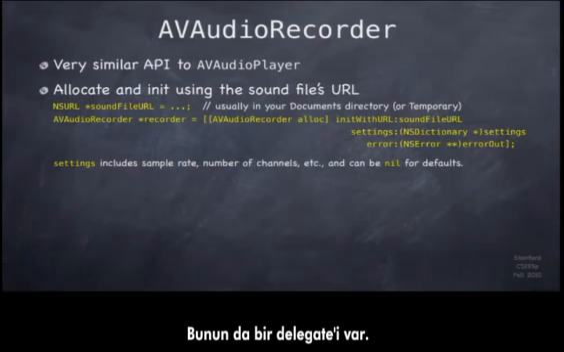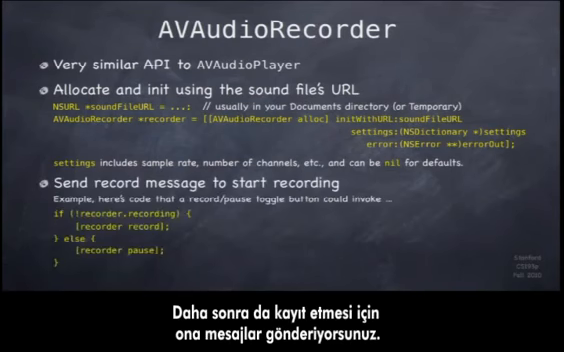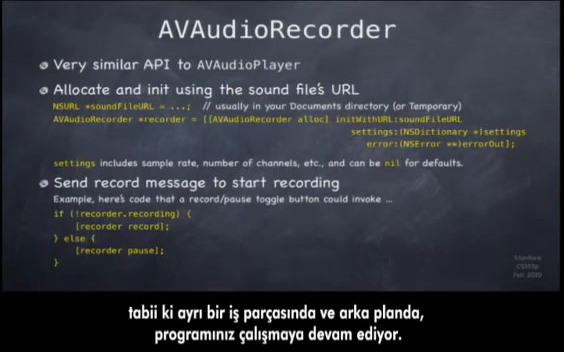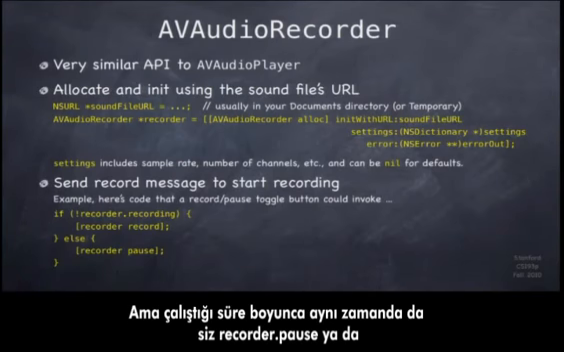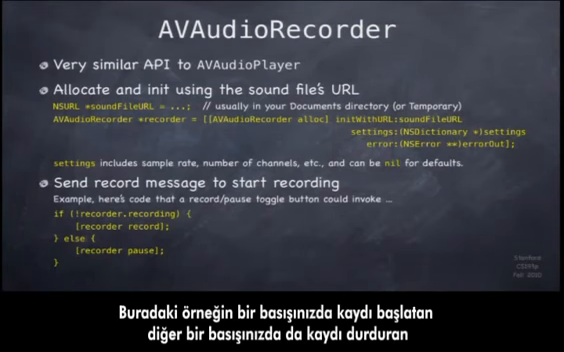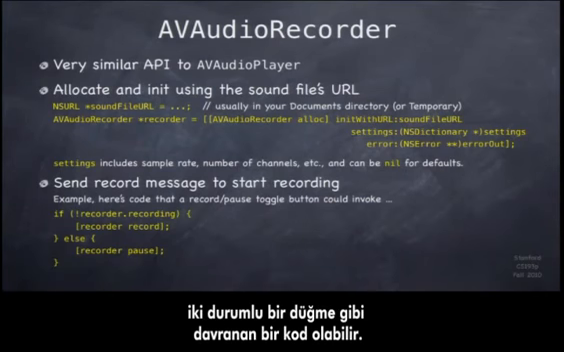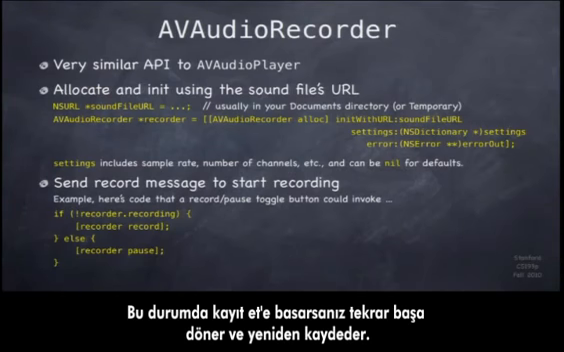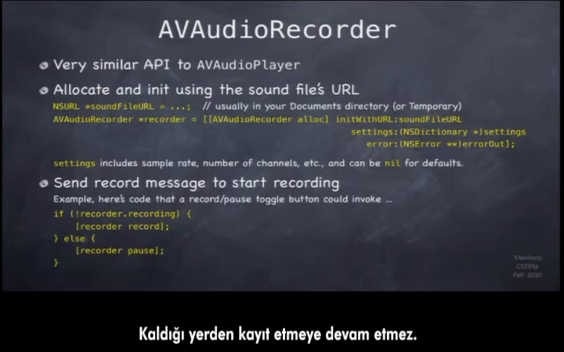It has a delegate as well, to find out what's going on. Then you just send messages to it to make it record. Recorder record, and that starts recording. Of course, in the background, in a different thread, your program continues to run, but at the same time it's recording whatever's coming in until you say recorder pause, or you can say recorder stop. So here, for example, might be the code if you had a toggle button that toggles between recording the sound and then press it again, it stops recording. Okay, and then you hit record, it goes back and re-records it. It doesn't continue recording from where it was.